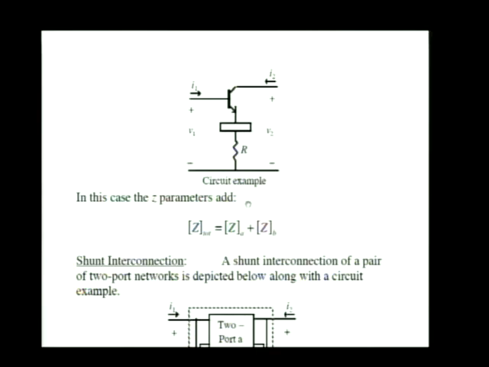Here's a circuit example of a pair of interconnected 2 ports. You can consider the transistor here to be 2-port A. Consider this shunt resistor connected to the emitter of the transistor. Consider that as 2-port B. And then the overall 2-port would be the transistor with a shunt emitter resistor connected to it.